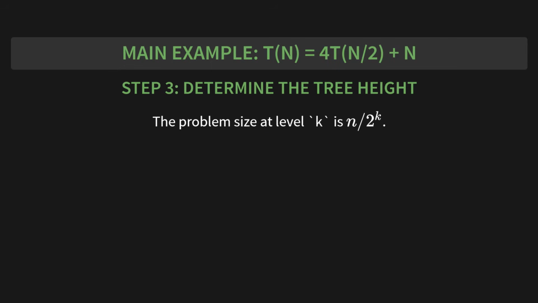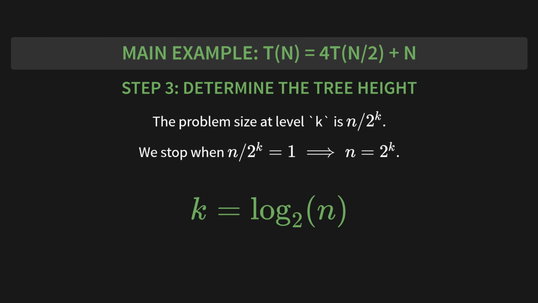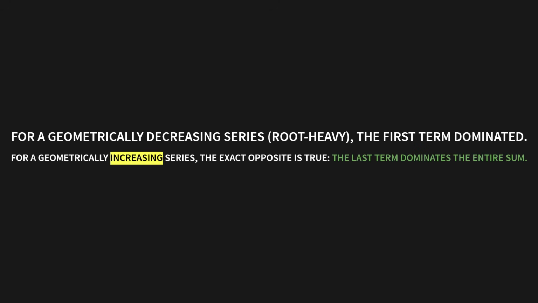On to step 3. Determine the tree height. The problem size at level k is n divided by 2 to the k. We stop when that equals 1, which means n equals 2 to the k. So, our height k is just log base 2 of n, same as before. Now, remember, for a geometrically decreasing series, the root-heavy one, the first term dominated. But for a geometrically increasing series, the exact opposite is true. The last term dominates the entire sum.